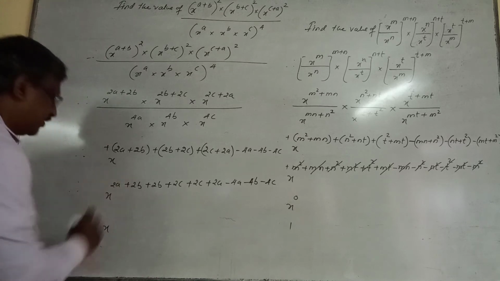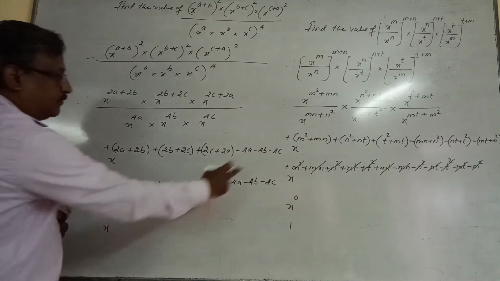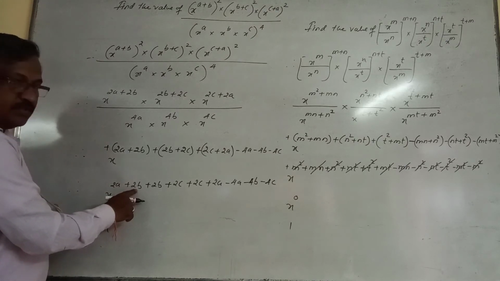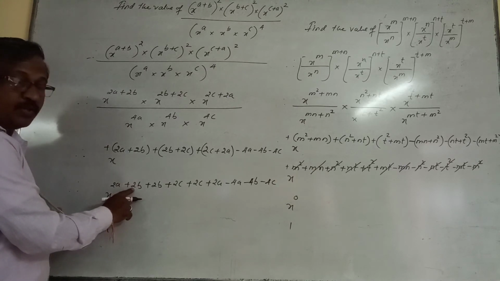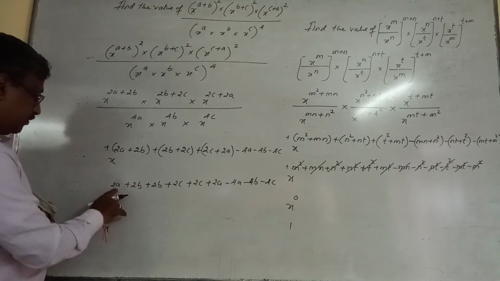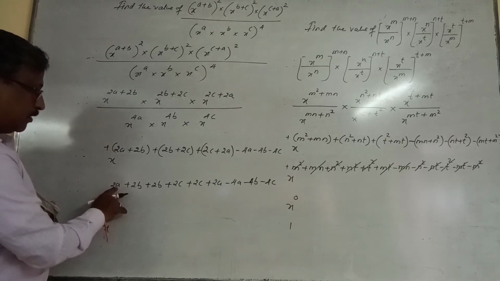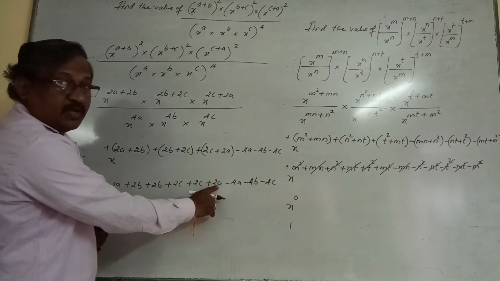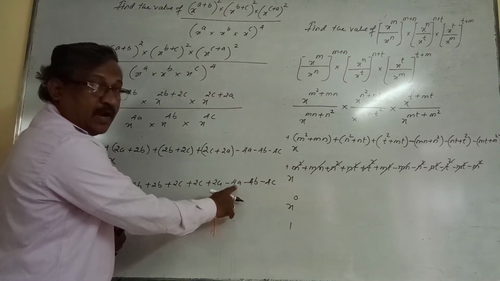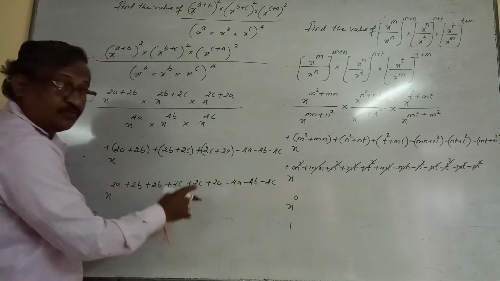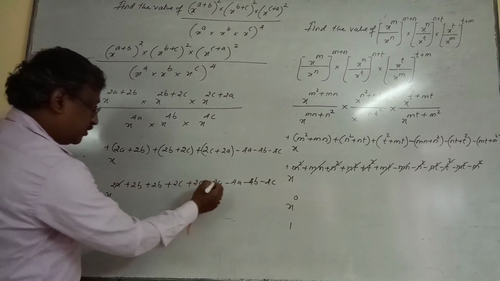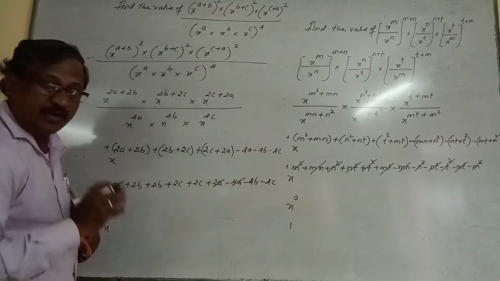Or it is x raised to, now simplify this. Now this is plus 2a and this is plus 2a. Plus 2a plus 2a, how much is it? Plus 4a, and this is minus 4a. So plus 4a and minus 4a get cancelled.